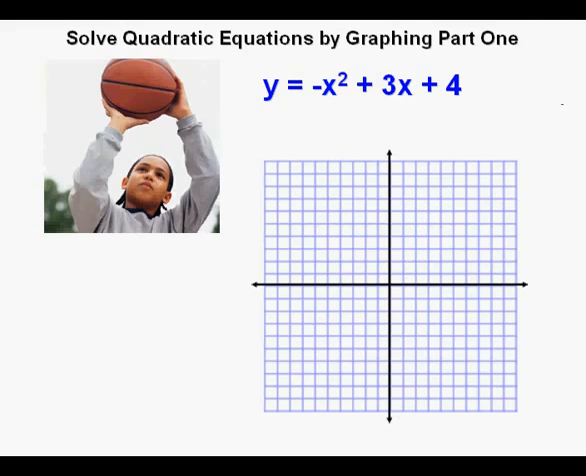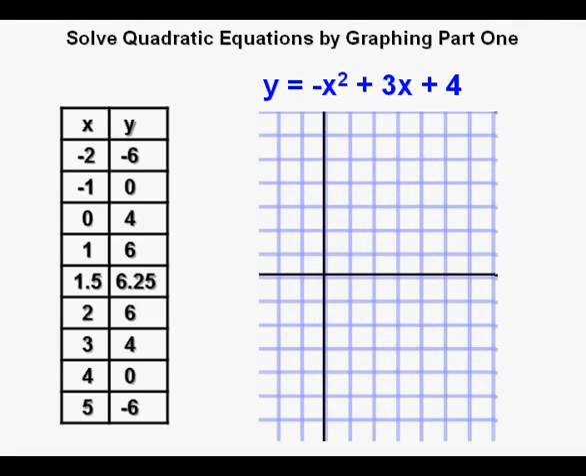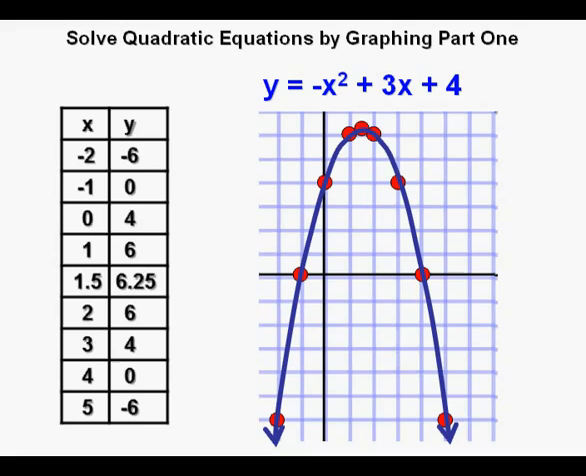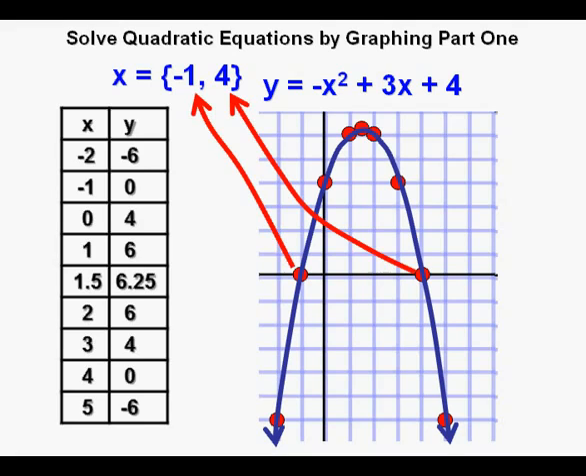Next, he changes it into a function by changing the 0 to a y and swapping sides, so the y is on the left side of the equal sign. Joe then uses the function to create a table. Joe plots the points. Now he draws the curve through the points. He sees the 2 points where the function crosses the x-axis at x equals negative 1 and at x equals 4 and writes the solutions here.